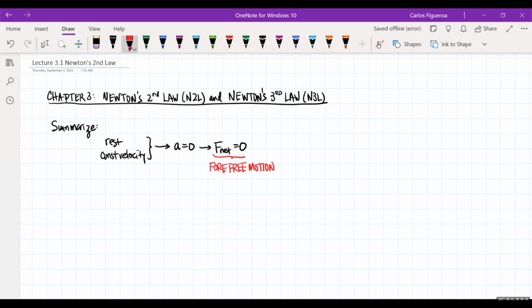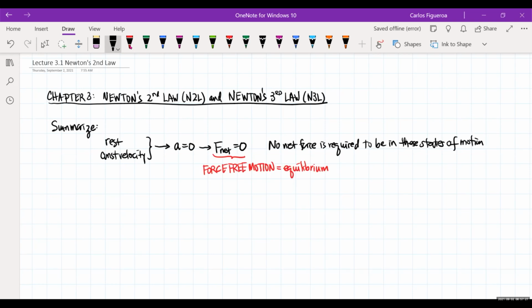Now, oh, I didn't spell force right, so I need to add a C. I'm going to use different language. I'm going to call it equilibrium as well. So I'll say force free, but you'll also hear me say equilibrium. So what does this mean? It means no net force is required to be in these states of motion. So no force is required to keep it at rest or moving at constant velocity.